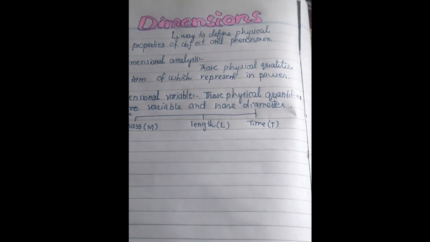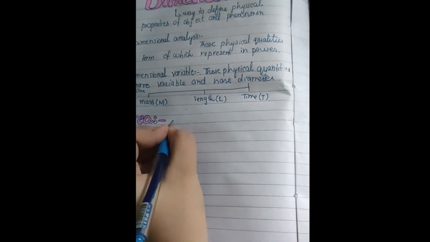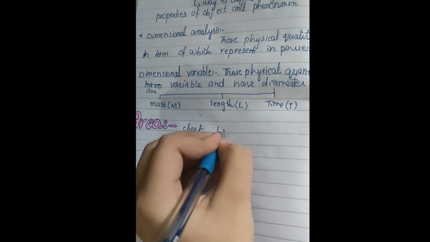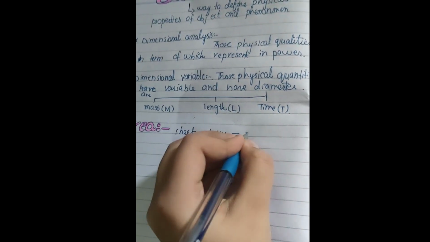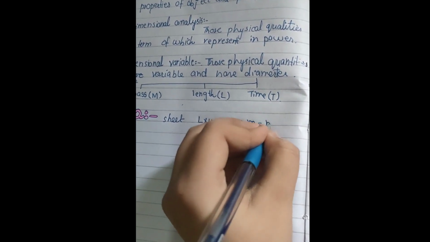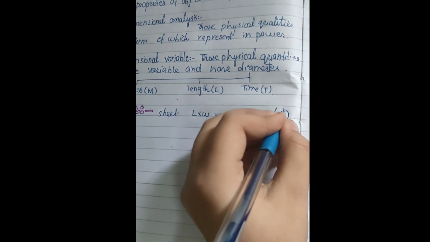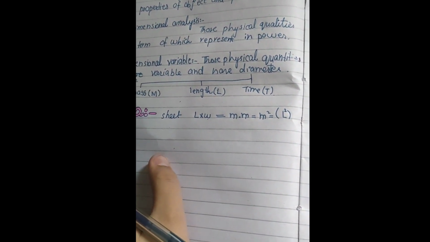Okay, so let's discuss. First, number one is area. Here we have the area of a rectangular sheet. We all know the formula of area: length multiplied by width. Here the length unit is meter and the width unit is meter, so meter square, which is equal to L square, as L is the physical quantity and its unit is meter. So area, maybe it's clear to you.